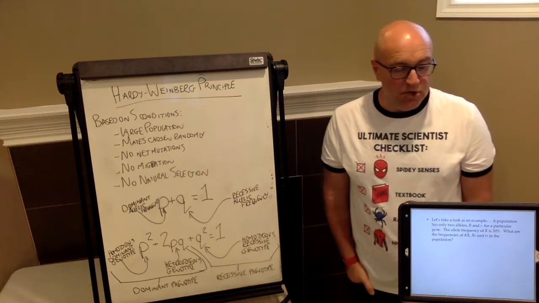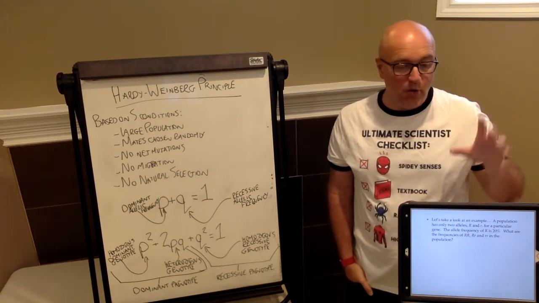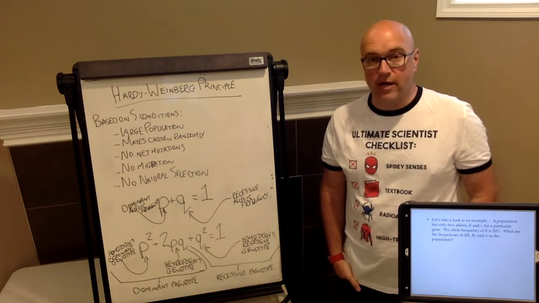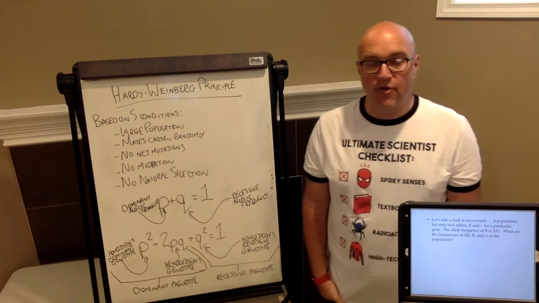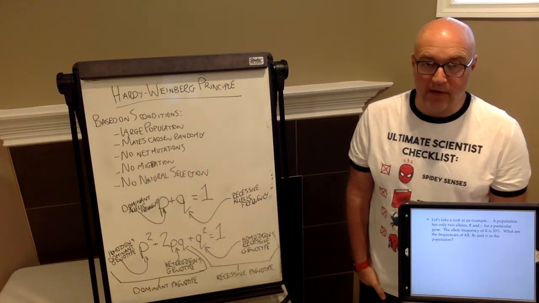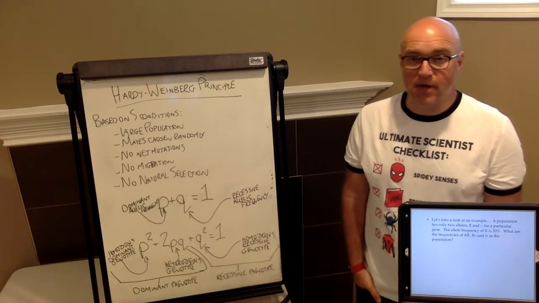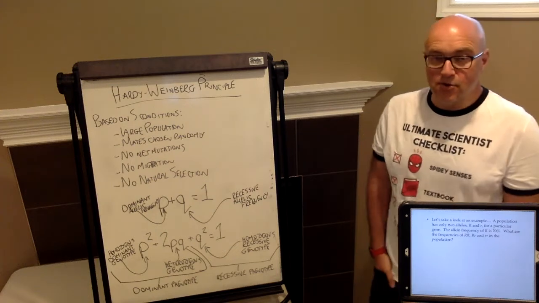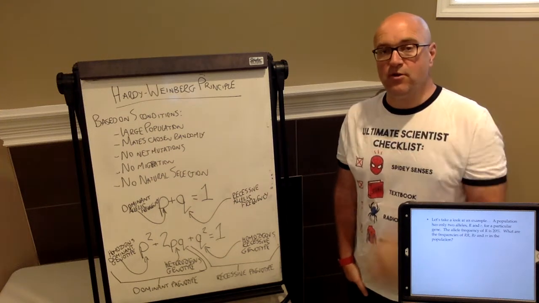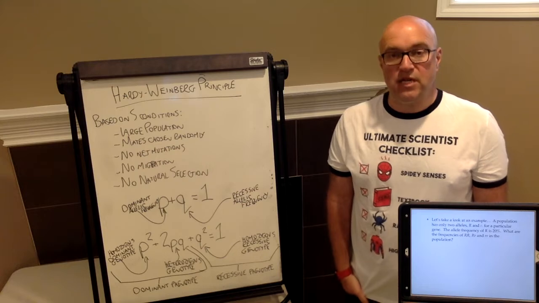What I want you to do is calculate, based on knowing what the allelic frequency of capital R is, the frequencies of the homozygous dominant organisms, the heterozygotes in the population, and the homozygous recessives. So you're going to need to use both of the equations here to calculate what you need to calculate.